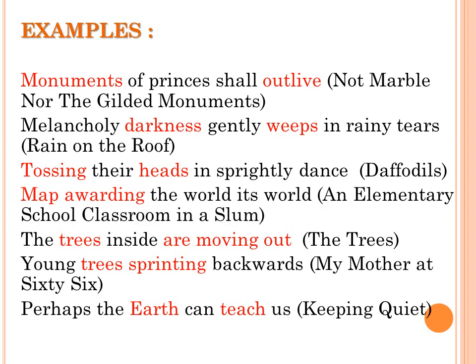Map awarding the world its world. Map is showing the world and it is giving the award of world to the people. That is why it is personification. The trees inside are moving out. Trees are moving out just like human beings, which is also personification. Young trees sprinting backwards. Trees are running backwards, which is a human attribute.